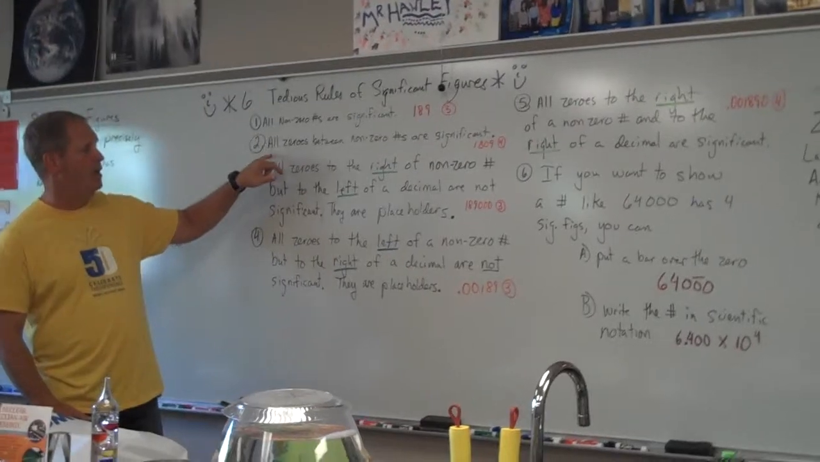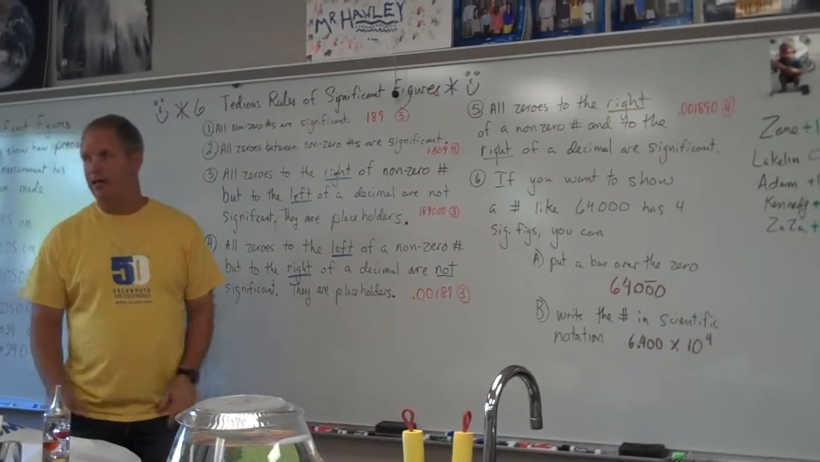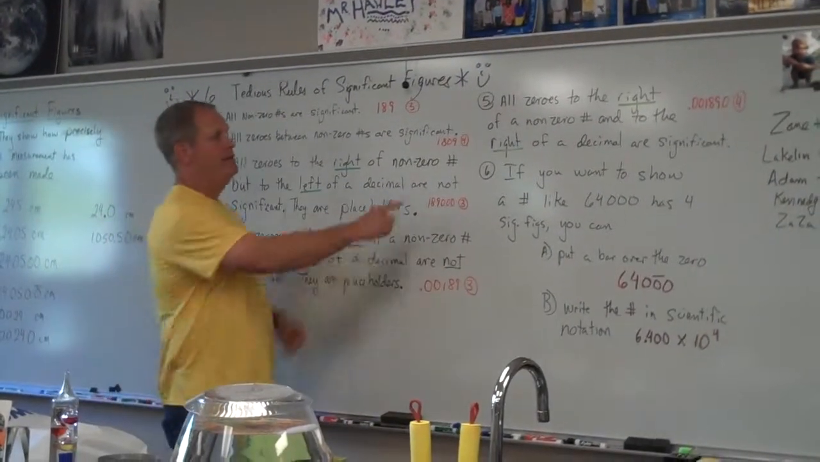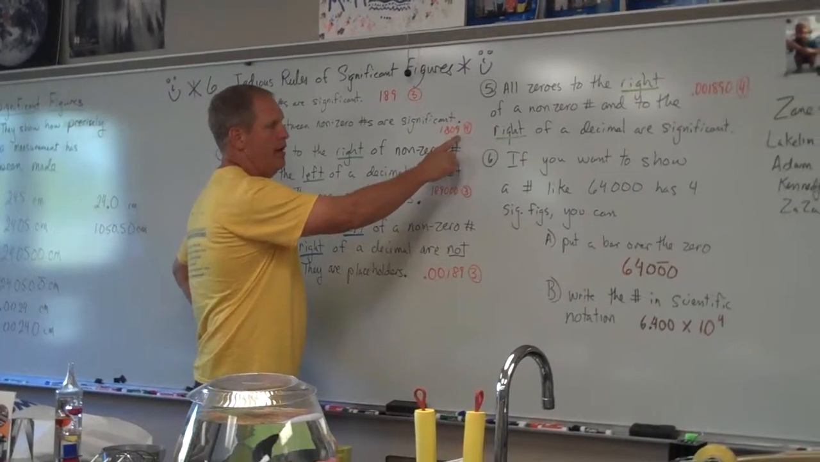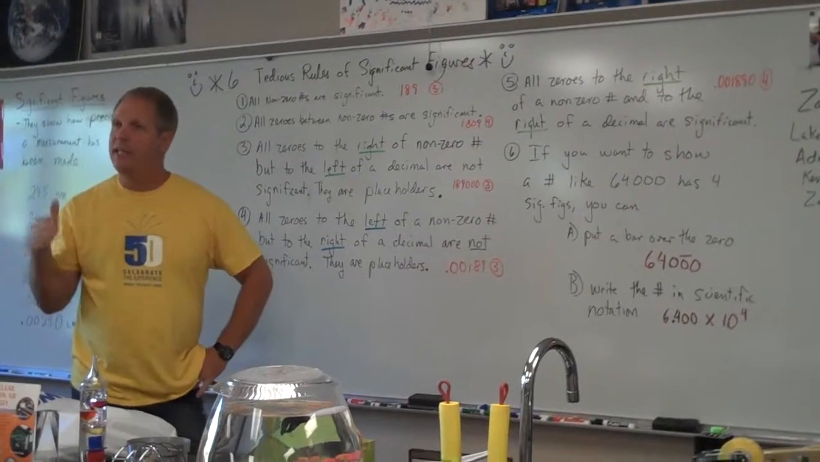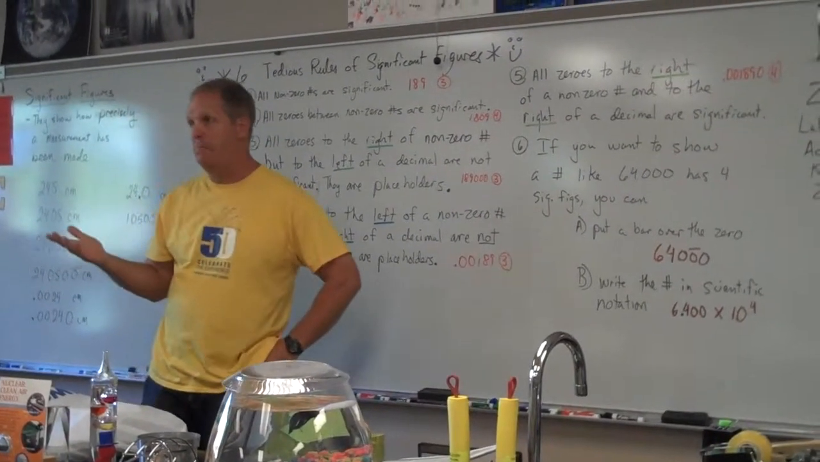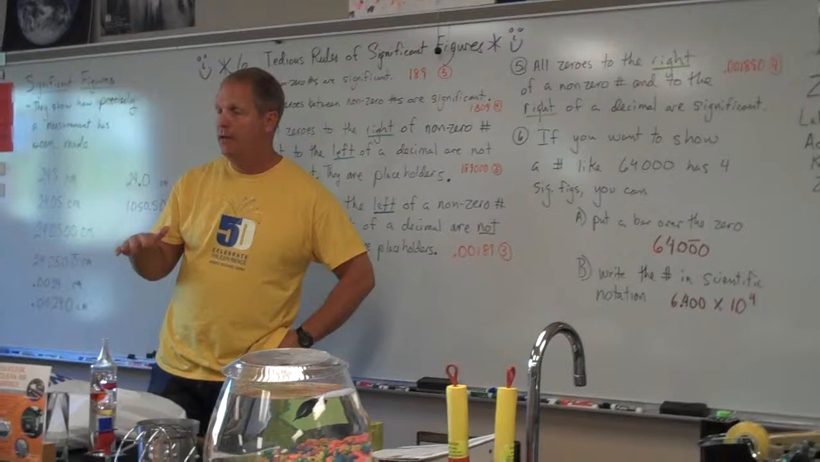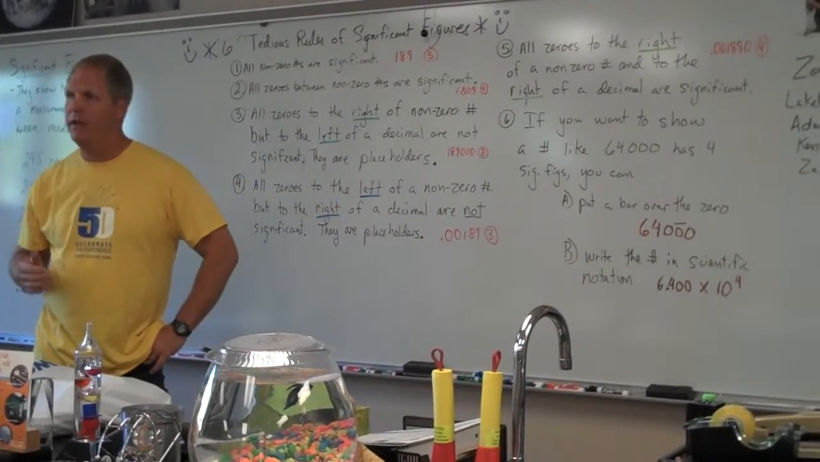If you have zeros, all zeros between non-zero numbers are significant. They were measured. Think about this. If there's a 1, 8, a 0, and a 9, if the 9 was measured, wasn't the 0 measured also? It just ended up being a 0. It could have been a 1. It could have been a 9. But it was a 0. So it is significant. It was measured.